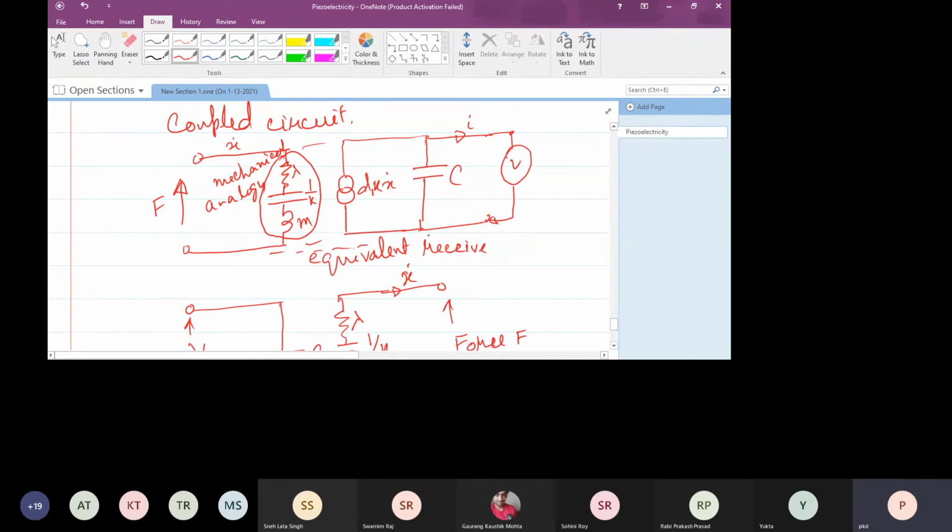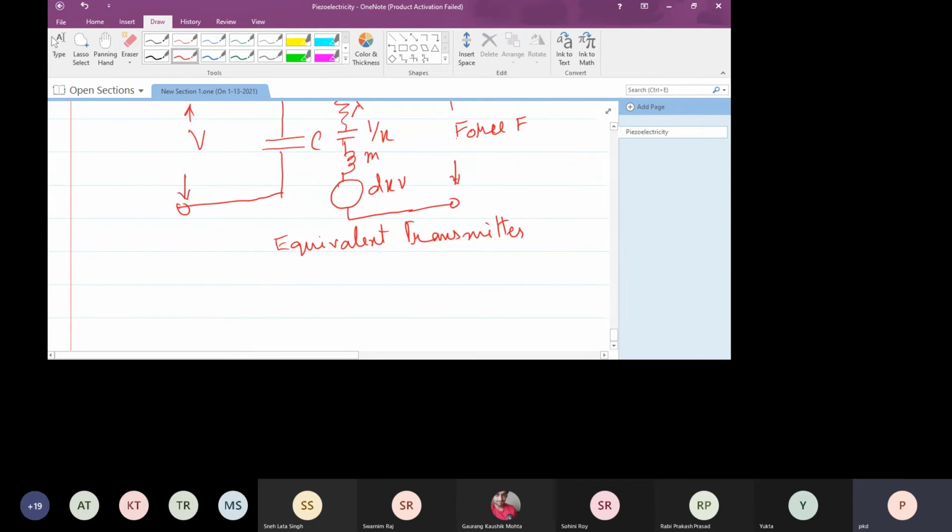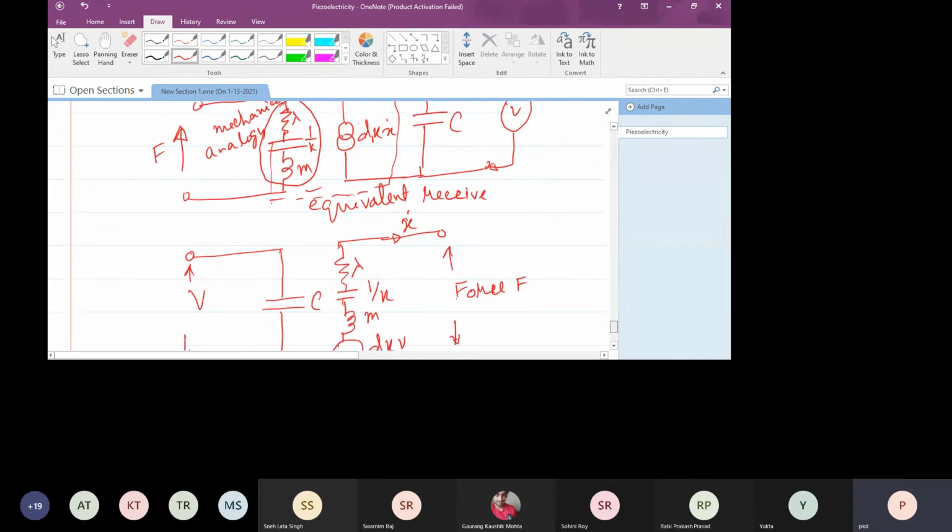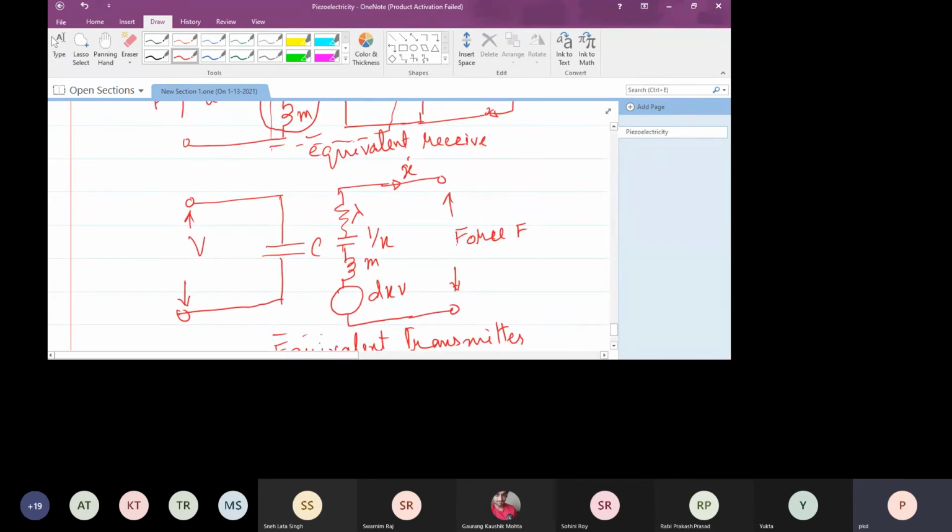Receiver. These two parts are coupled together. Similarly, here also, this is through the electromechanical coupling. These elements are coupled together. So we shall discuss more about this of the device.